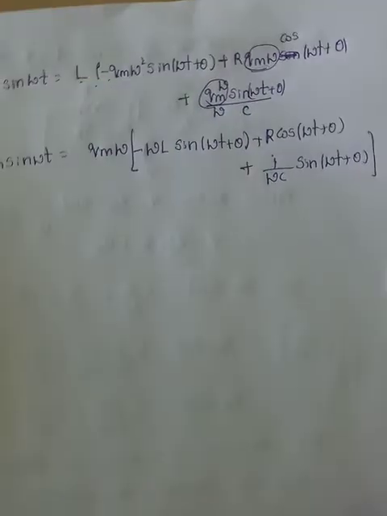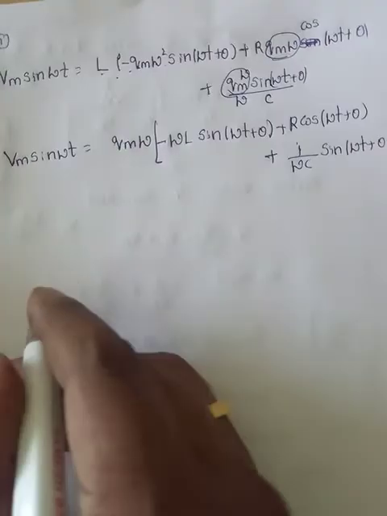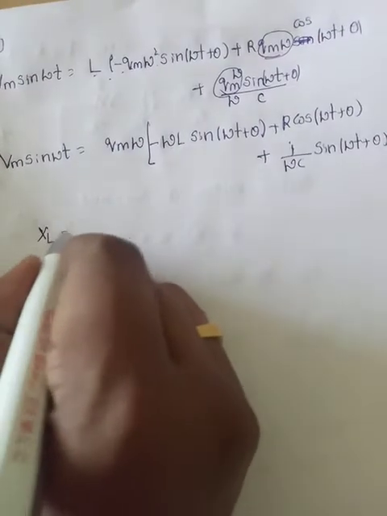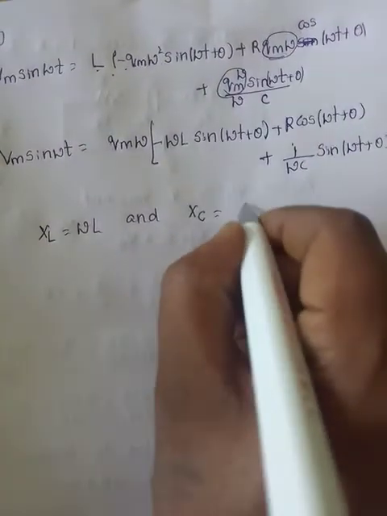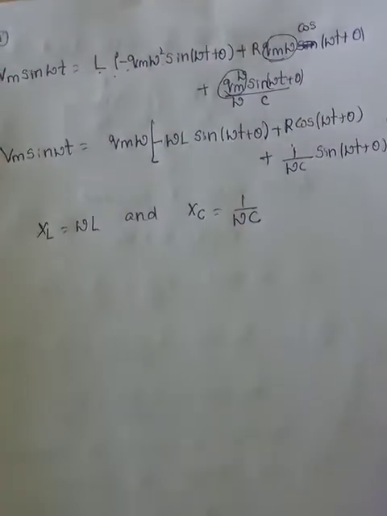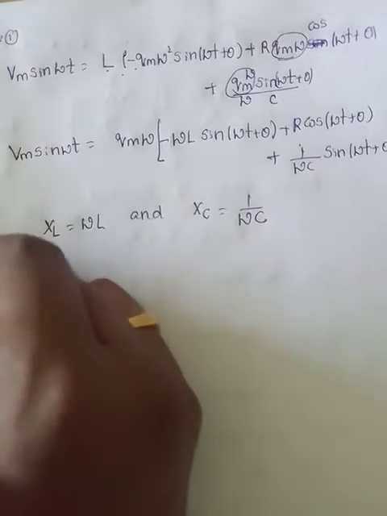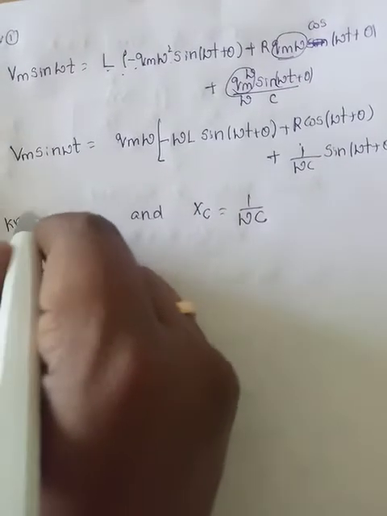Now as we know very well, XL equals omega L and XC equals 1 by omega C. We know that. Even if you don't know, you will say it, right?